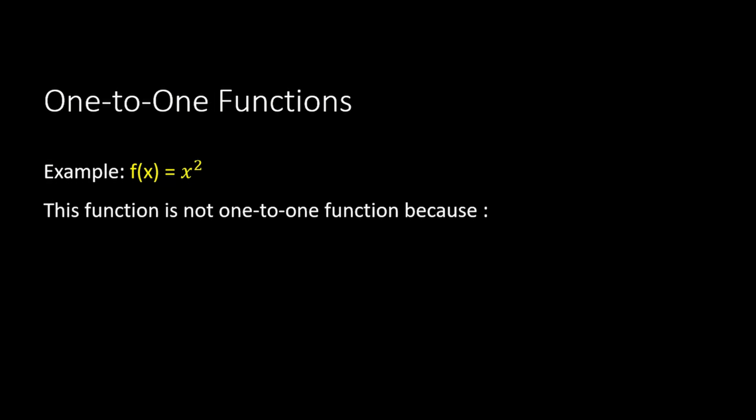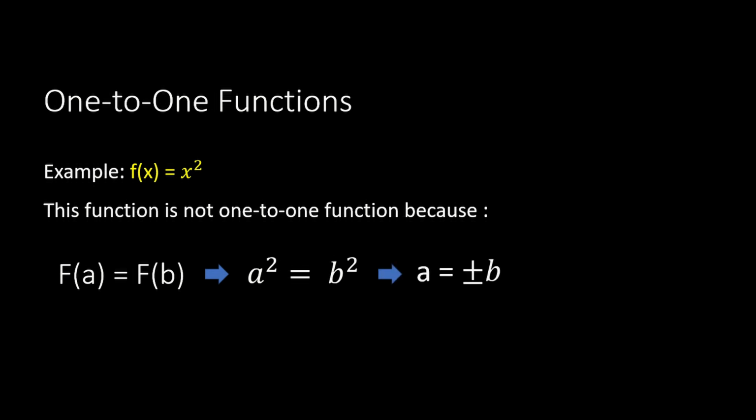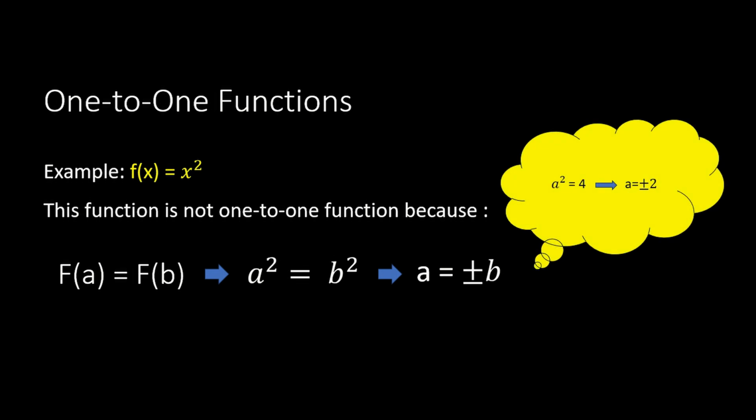Now let's look at the function f(x) equal x squared. This is not a one-to-one function. Why? Let's assume two inputs like a and b give the same output. So f(a) equals f(b). That means a squared equals b squared. Simplifying this, we get a equals positive or negative b. For example, if the output is 4, the inputs could be 2 or negative 2, since two different inputs give the same output. This isn't a one-to-one function.